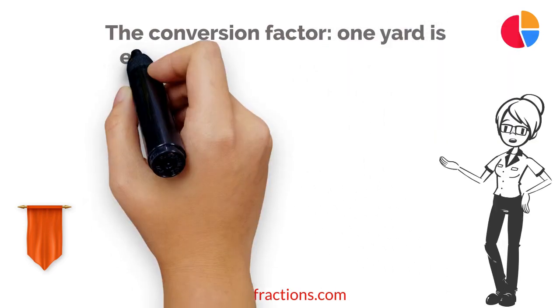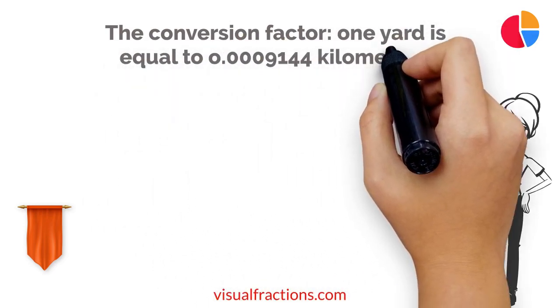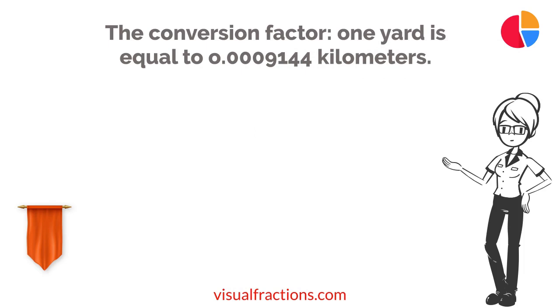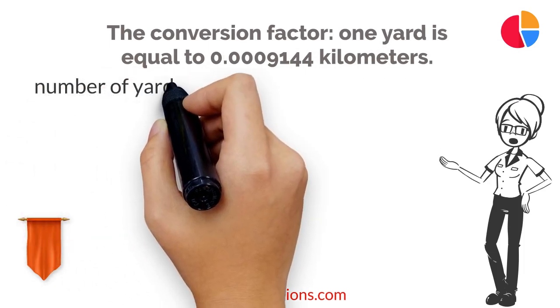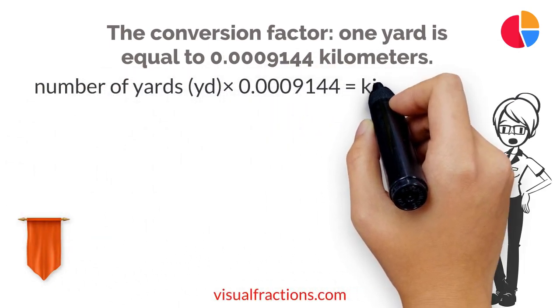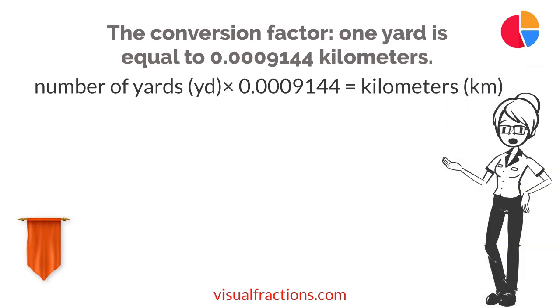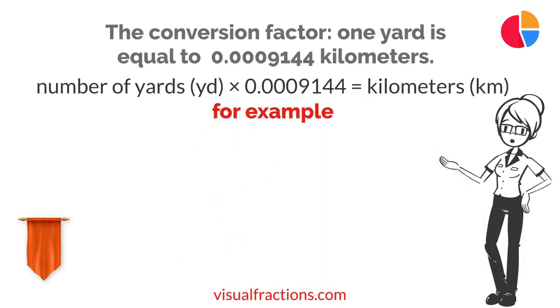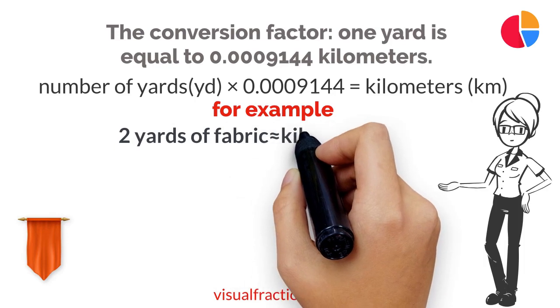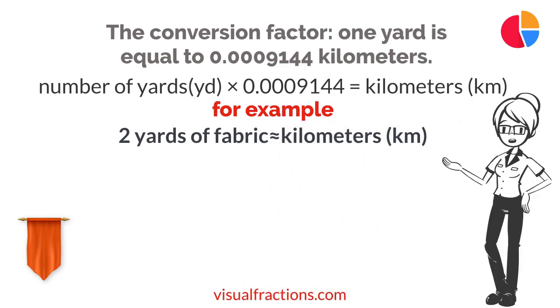1 yard is approximately equal to 0.00091144 kilometers. To convert yards to kilometers, all you need to do is multiply the number of yards by this conversion factor. Let's walk through an example. Suppose you have 2 yards of fabric that you need to convert to kilometers.